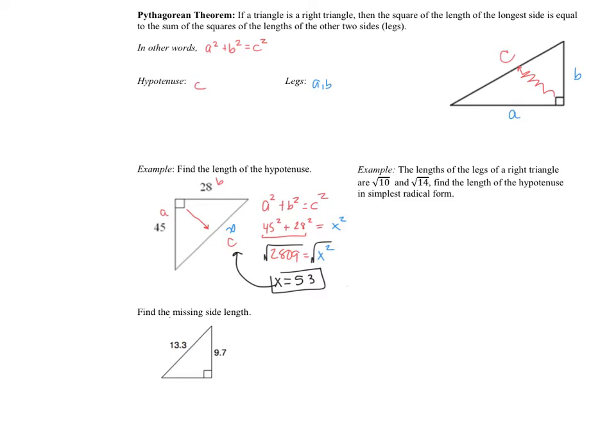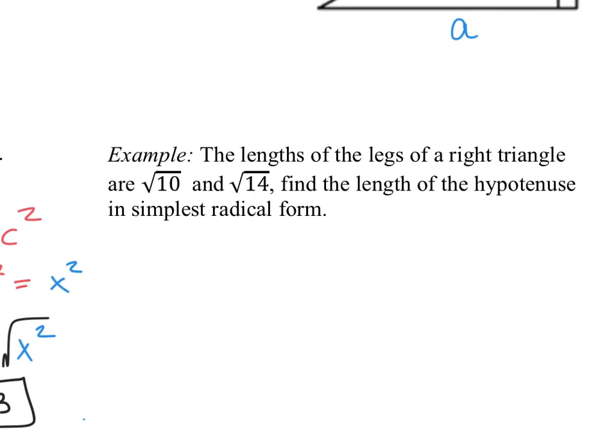Now, we're not always given a visual. If we go to the question on the right, it says the lengths of the legs of a right triangle are radical 10 and radical 14. Find the length of the hypotenuse in simplest radical form. So whenever it says simplest radical form, that's a sign that your answer is going to contain a radical. So we're going to have to use prime factorization to simplify our radical. If you know the trick or the shortcut, well, basically it's not a trick or a shortcut, it's just another way of doing it.